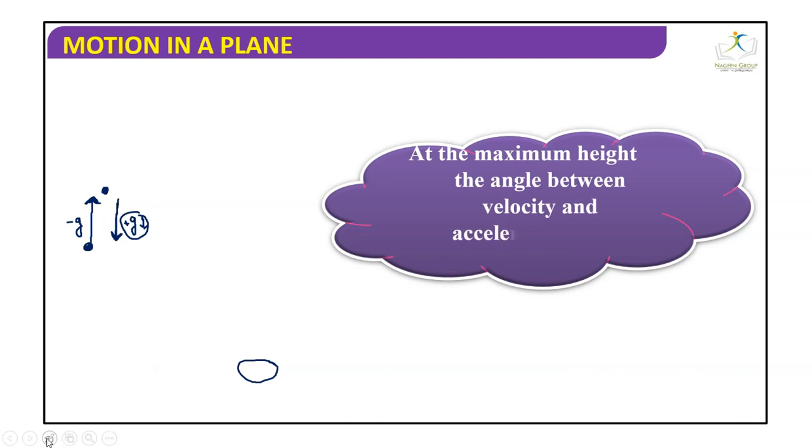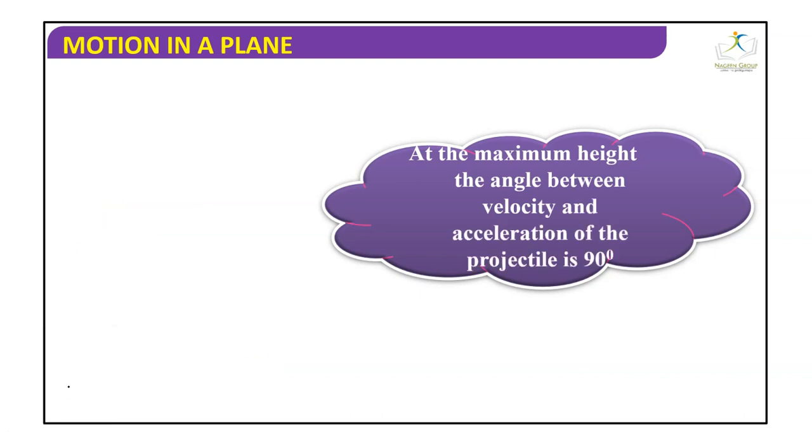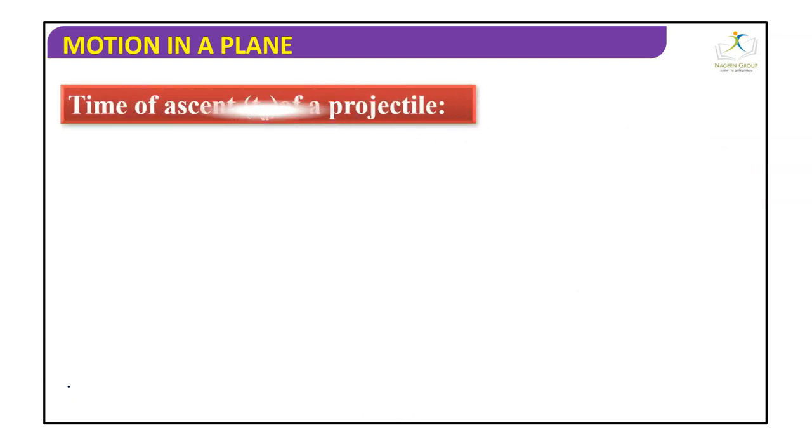So at the maximum height, the angle between the velocity and acceleration of the projectile is 90 degrees. And we have two times: time of ascent means when the particle reaches its maximum height, and time of descent is when it reaches the ground. The particle reaches its maximum height, which takes the time of ascent, and from the maximum height it reaches the ground, which we call the time of descent. The complete time interval from the initial to the final is called the time of flight.